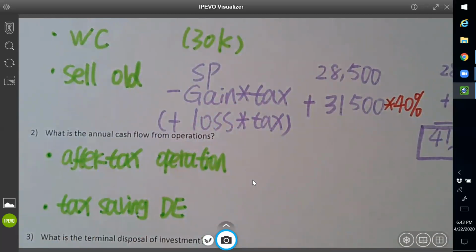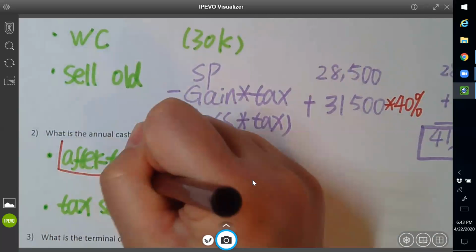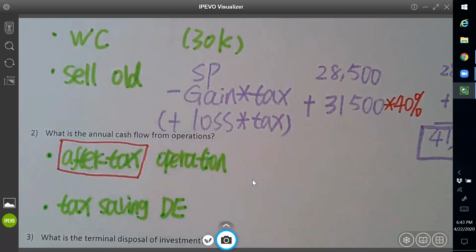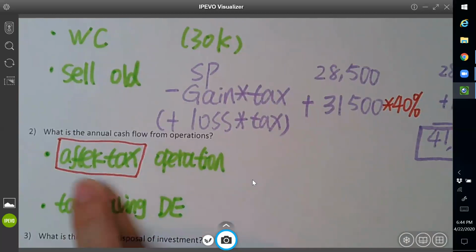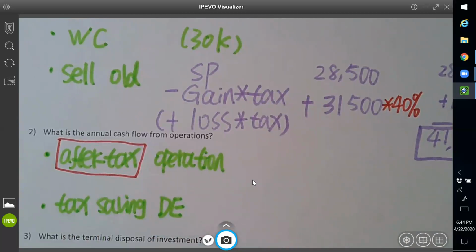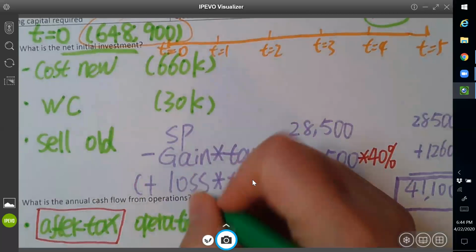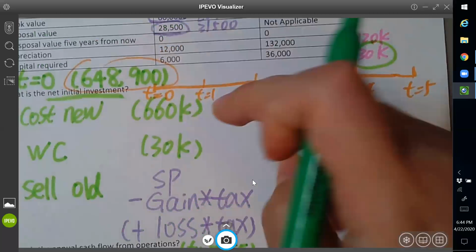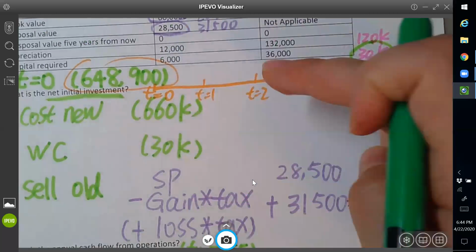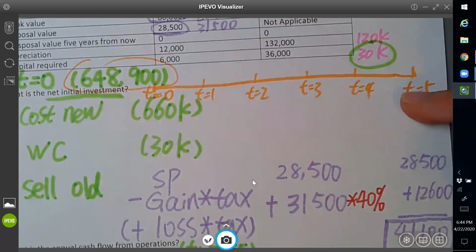Pay attention to the word, right? This is after tax. Listen to me. This is the only time you will see this word after tax. All the others, we call it a tax saving, tax payment. This is the only time you call it after-tax cash flow from operation. We do this for every year from T1 all the way to T5, so you have this cash inflow for year 1, 2, 3, 4, 5.